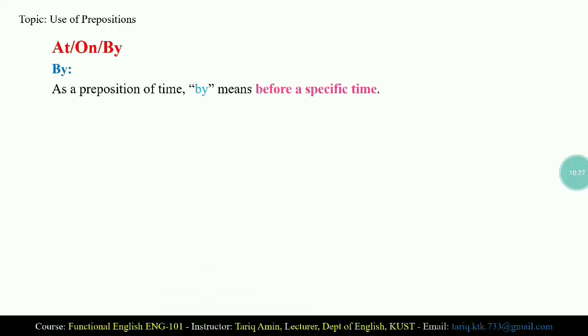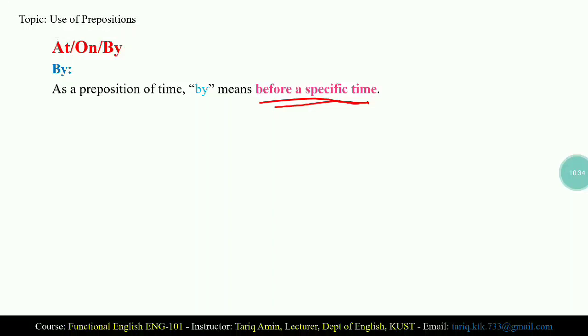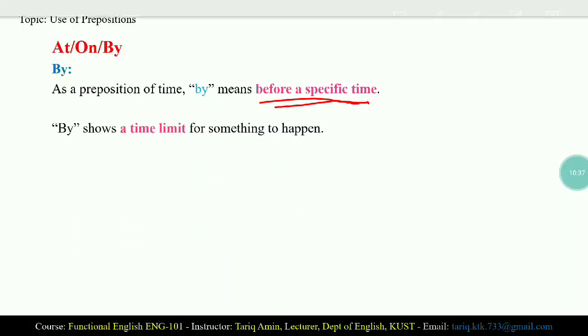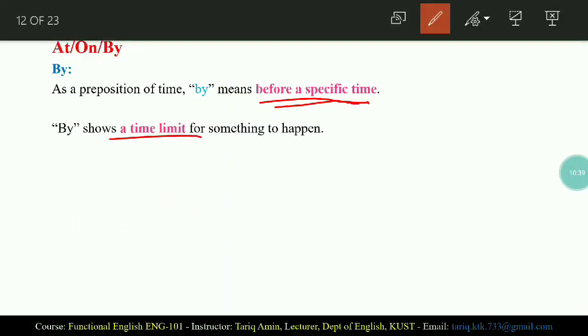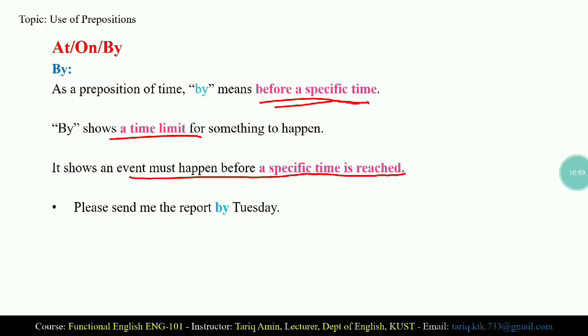The preposition by, as a preposition of time, means before a specific time. It shows a time limit. By shows a time limit for something to happen, or it shows an event must happen before a specific time is reached, or before the deadline, or before a time limit. So by is used in different sentences in this sense.